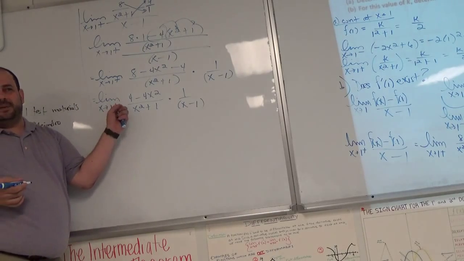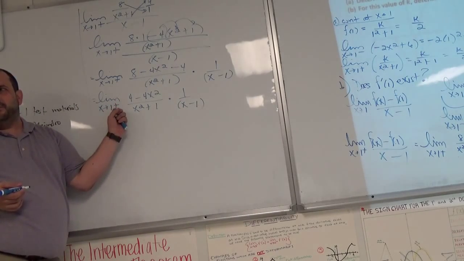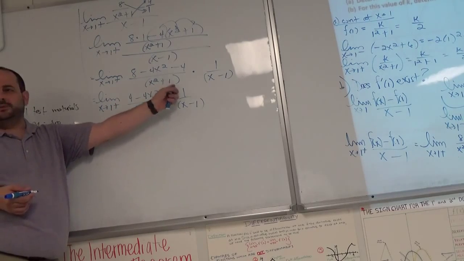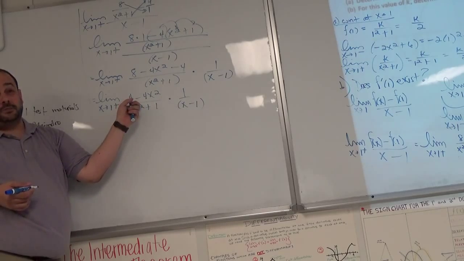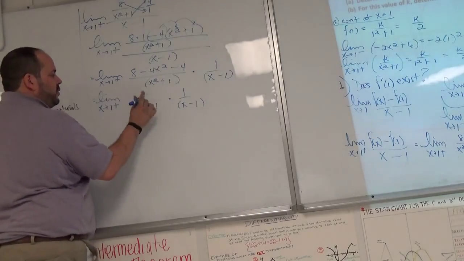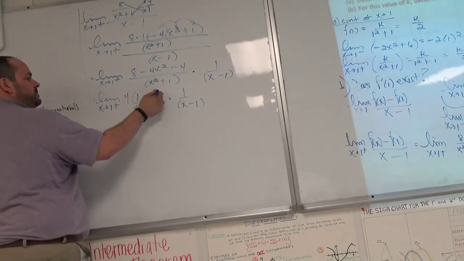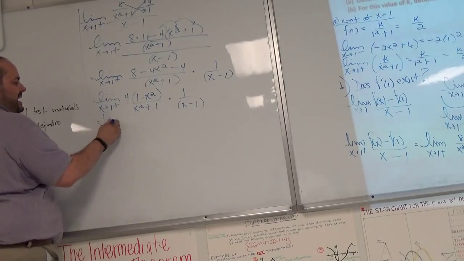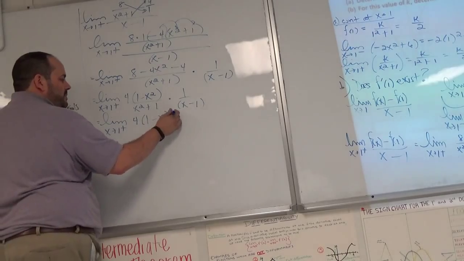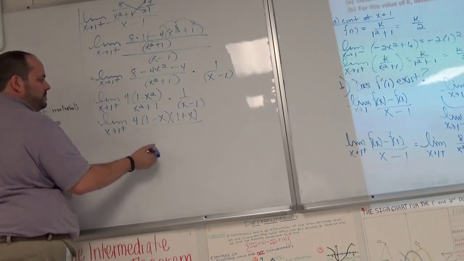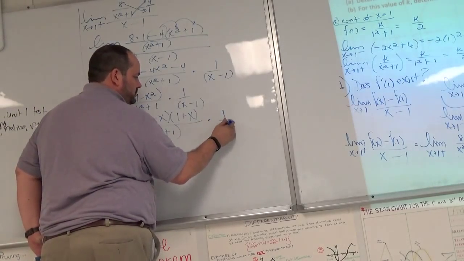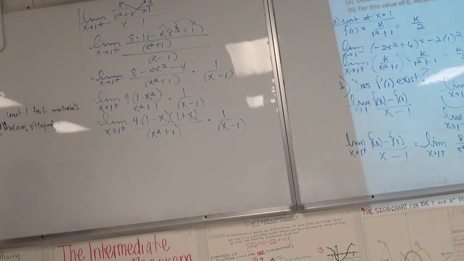I'm kind of picking up the pace now because I think we're at the point where most of us are pretty good. 4 minus 4x squared over x squared plus 1 times 1 over x minus 1. Do you see a factor? So if I factor out the 4, that leaves me 1 minus x squared. And that is a difference of squares. 1 minus x times 1 plus x in the bottom, x squared plus 1, times 1 over x minus 1.